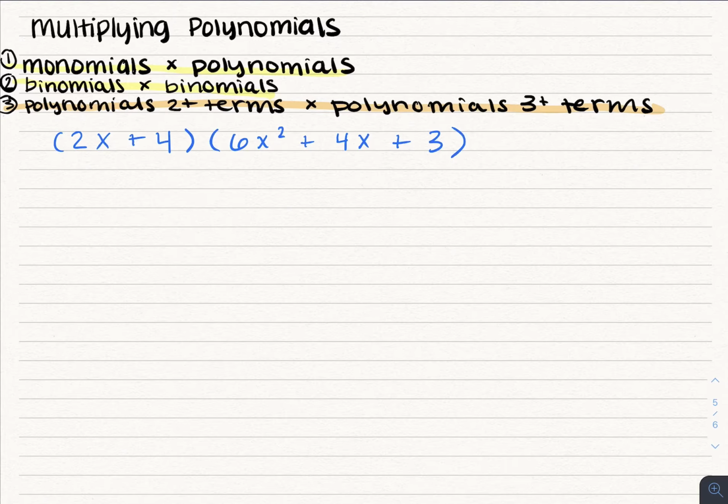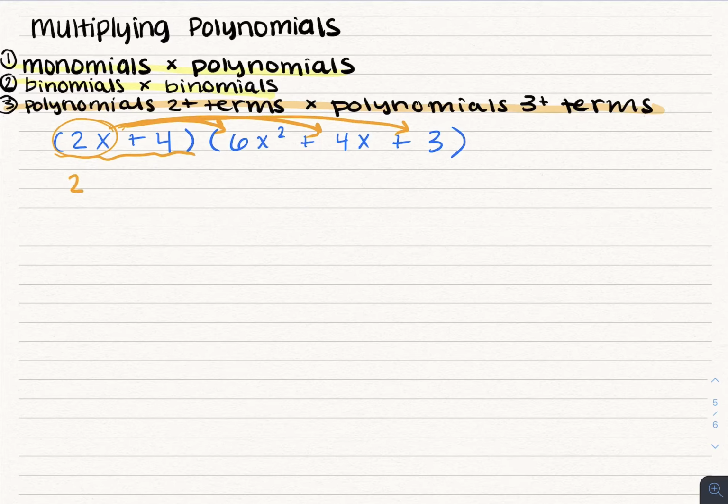Okay, so we're going to do the distributive property. What we're going to do first, and for this method, I like to start with our lowest number of terms. So I'm going to pick my 2x first. That's what I'm going to work with first. And I'm just going to do the distributive property how we already know how to do it. So I'm going to multiply it by each number in our second polynomial.